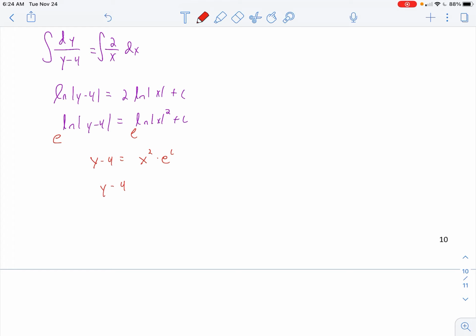So it's y minus 4 is equal to x squared times e to the c. e to the c is just a constant, so we're going to write c in front. Get rid of that minus 4 by adding 4 to both sides, so we get y equals c x squared plus 4. And there's our solution to the differential equation explicitly.